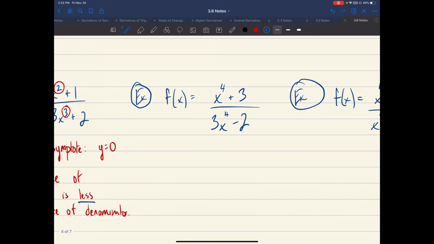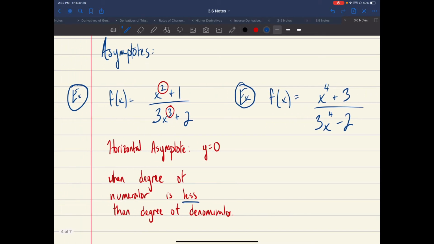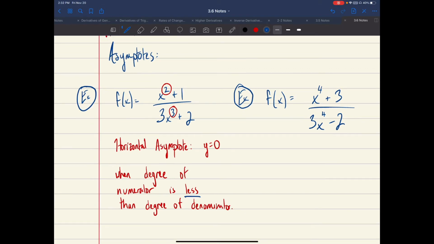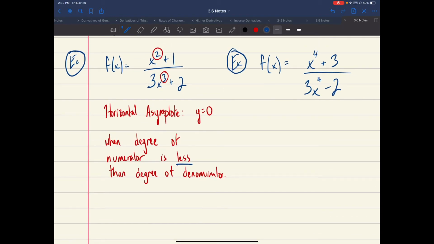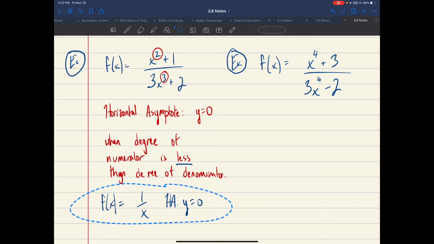So if you have this example, and actually let's go back here. This is just to reference the 1 over x graph again. So in the very first example, we had f of x equals 1 over x. That has an asymptote of y equals 0, horizontal. And that's again because the degree of the numerator is 0 and the degree of the denominator is 1. So that also holds for that parent function.